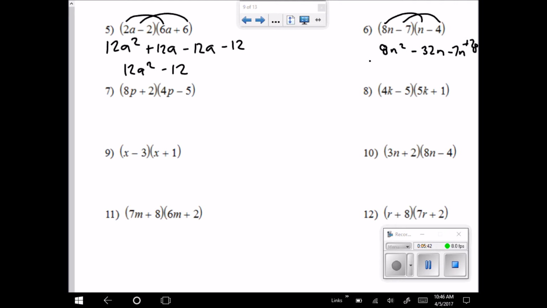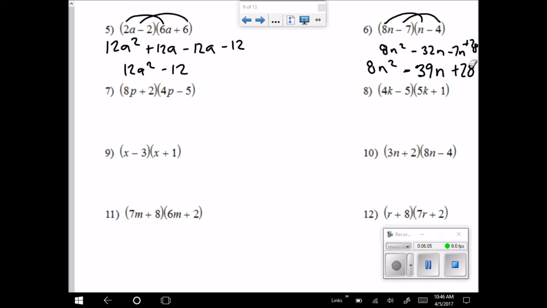So then, combine like terms. Negative 32n minus 7n is the same as negative 32n plus negative 7n. So we're going to have negative 39n plus 28.